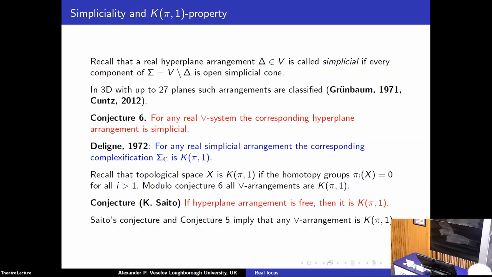Yeah, some arrangements become free, it's very rare. And some complemental arrangements become K(pi,1), also very rare. And these rare cases coincide so often. So there should still be a modified formulation. I'm looking for some possible formulation now.